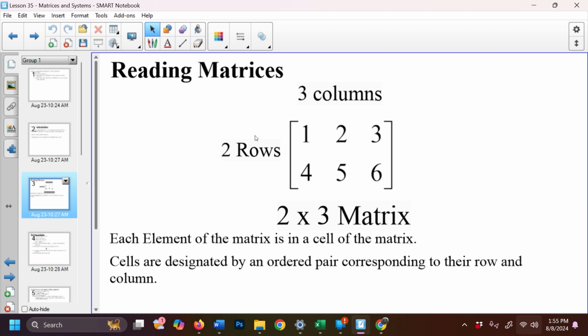So as an example here, I have a matrix that has 2 rows and 3 columns. That makes it a 2 by 3 matrix. Each of these numbers is called an element, and each element of the matrix is in a cell of the matrix. And these cells are designated by ordered pairs corresponding to their row and column. So this cell is in the first row, first column. This cell is in the second row, second column. And this element is in the second row, third column.